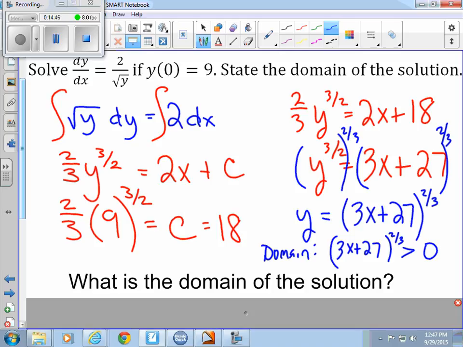Look at when the inside equals 0, subtract 27, divide by 3. Everyone agree? Actually, yeah, subtract 27, divide by 3. Negative 9, not negative 6. Why can't y equal 0? That makes sense. It can't be 0 because of the denominator, and it can't be negative because of the square root.